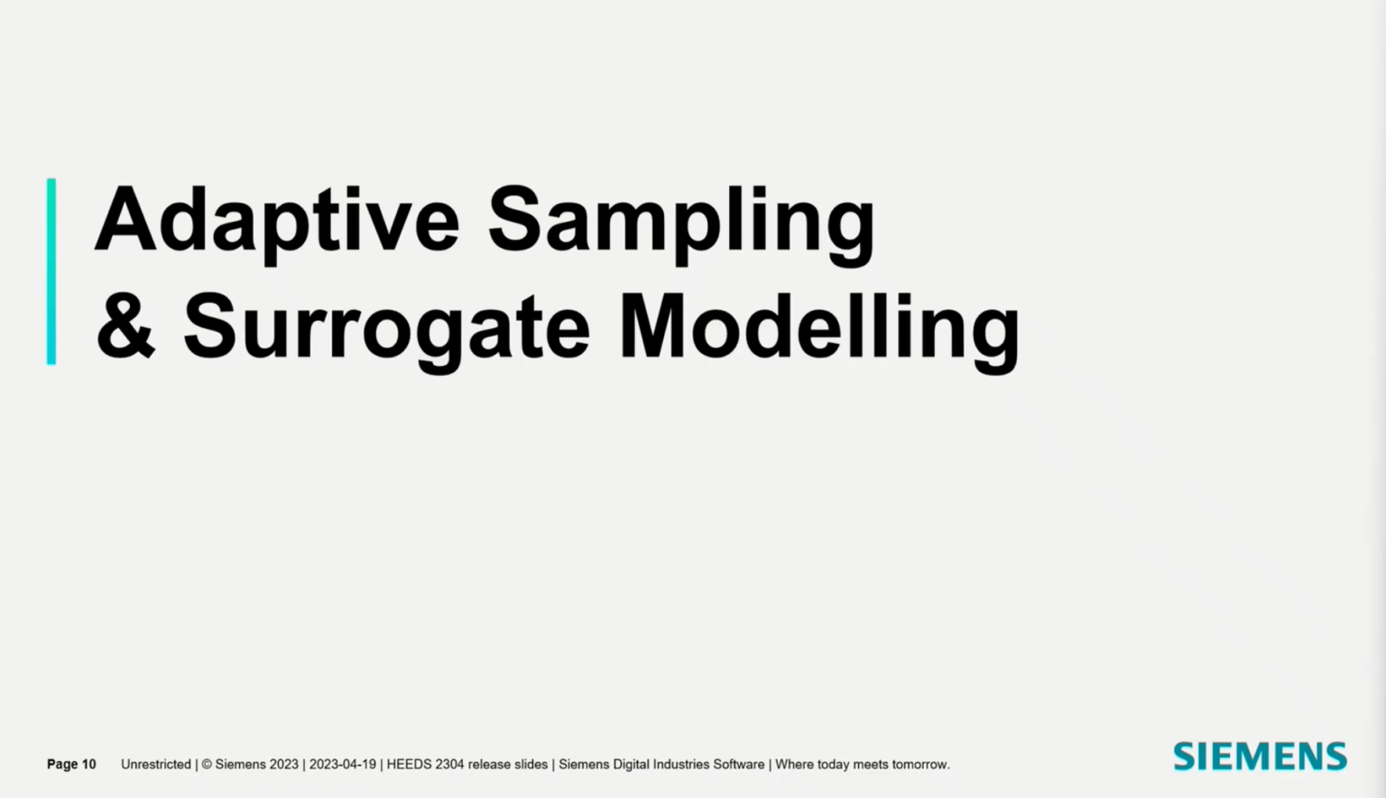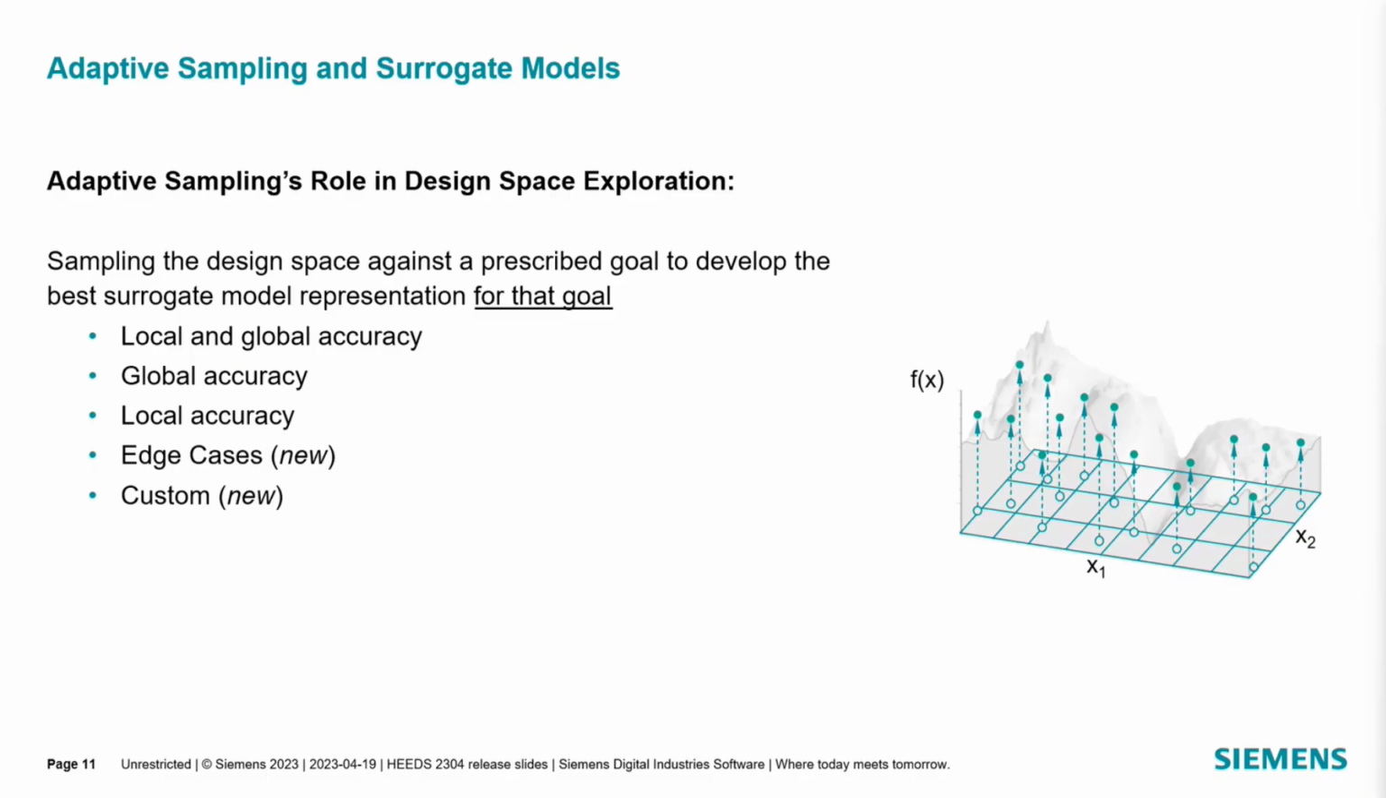Moving on to some improvements that we've made to our adaptive sampling and surrogate modeling. For those of you that are familiar with adaptive sampling, this was previously under the DOE umbrella, but it's not really a design of experiments. So part of this enhancement is moving it to become a dedicated study type.